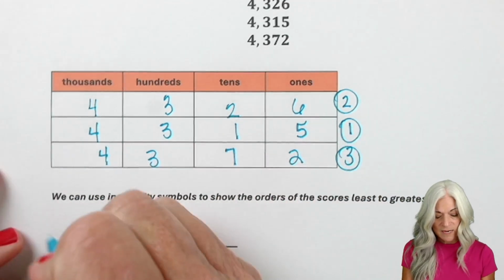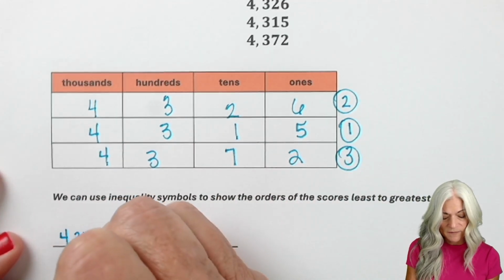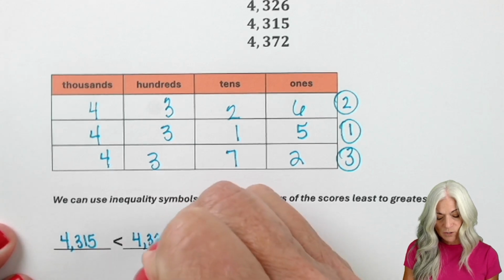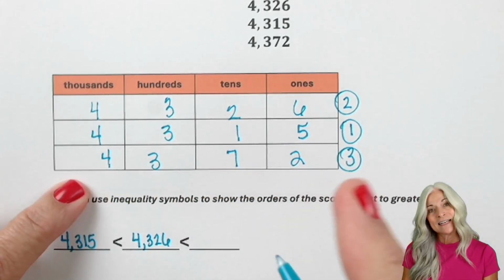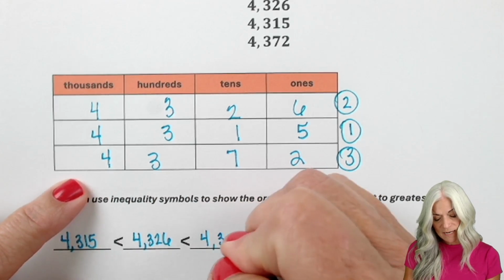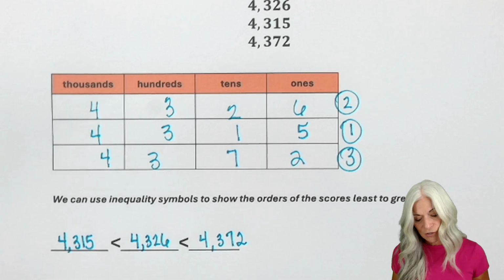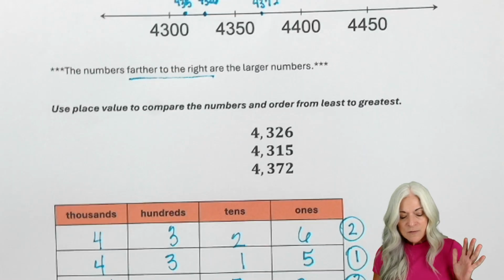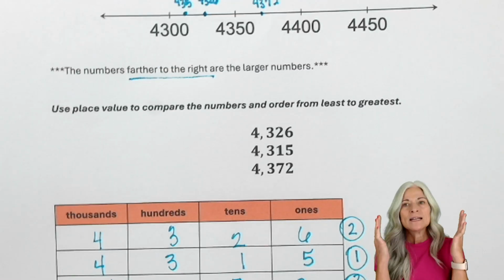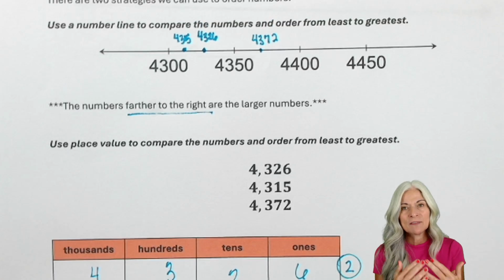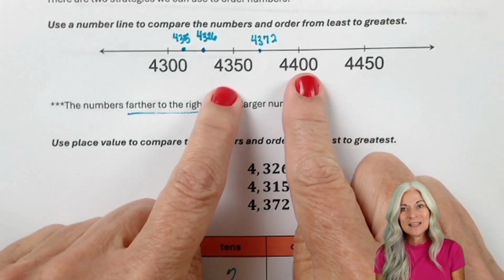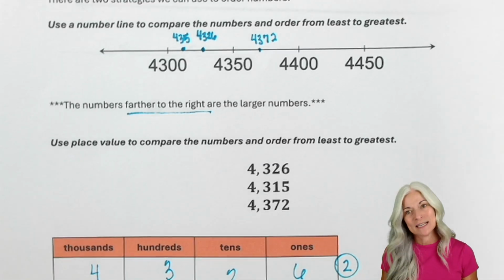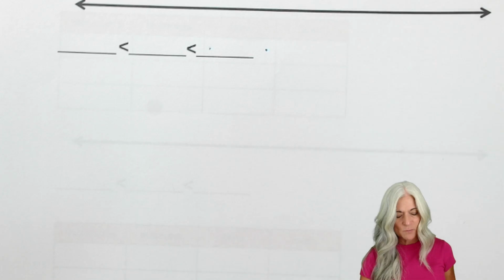So we start with 4,315 is less than 4,326 is less than 4,372. All right. Now, I know that some people may say the number line just seems confusing. You have to think about a lot of things, where to place that number. But please take the time to practice with the number lines. I promise you it's a great foundation to help your students build.